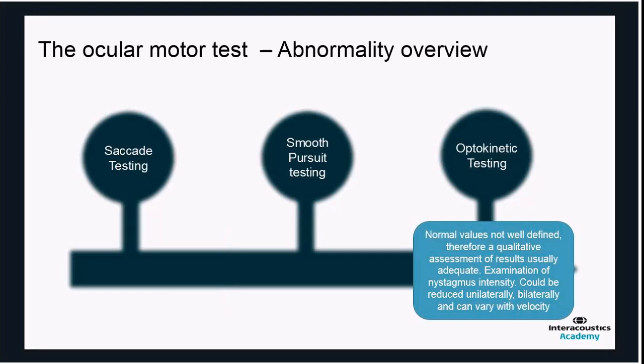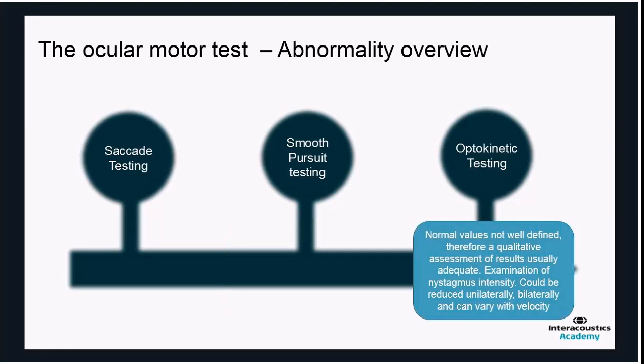And we've looked at optokinetic, and again, whilst normal values for optokinetic testing are not well defined, what we are able to do is look at the gain and the slow phase velocity of the nystagmus that we generate, and use a qualitative assessment of these findings to see whether the nystagmus intensity is reduced unilaterally, bilaterally, or whether there is a velocity change. We've also said that we can measure the optokinetic at 20 degrees per second and also 40 degrees per second, because sometimes abnormalities may vary with velocity, with some of the higher velocities eliciting an abnormality that's not present at slower speed.